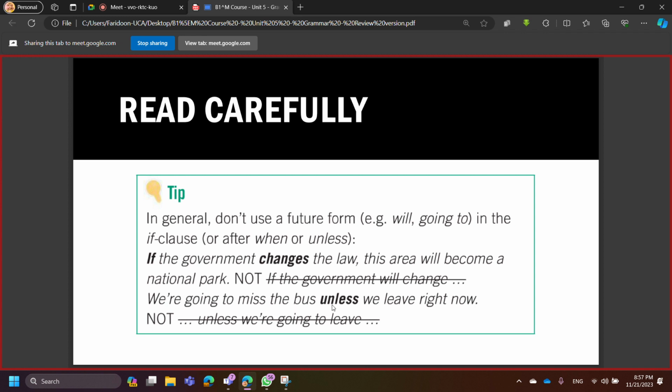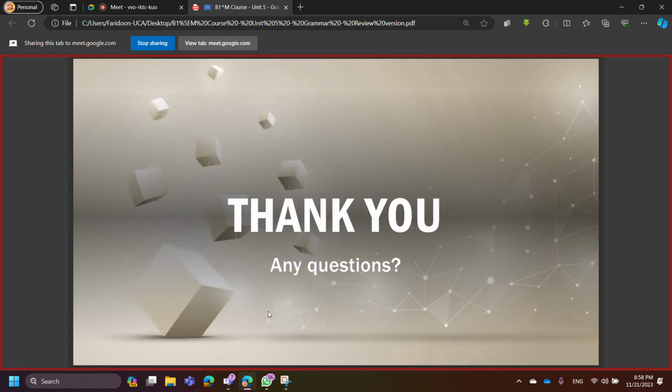We're going to miss the bus unless we leave right now. This is good. But if you say we're going to miss the bus unless we are going to leave right now, again, it doesn't really work. So inside the if clause itself, whether you're using unless or when, whatever, it doesn't matter. But inside the if clause, don't use a future form.